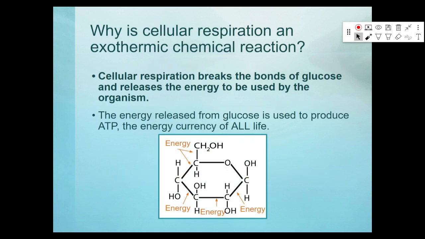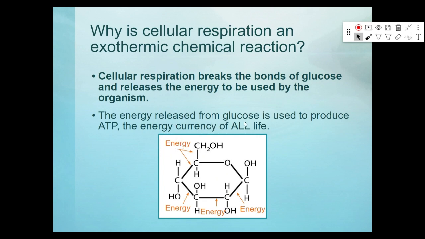Right. So why is cellular respiration an exothermic chemical reaction? Cellular respiration breaks the bonds of glucose, right? So we break those down, and that's what's important to remember. If it's endothermic, you're basically building up. If it's exothermic, you are breaking down. So cellular respiration breaks the bonds of glucose, and right here you see this glucose, C6H12O6, and it is releasing that energy to be used by the organism.